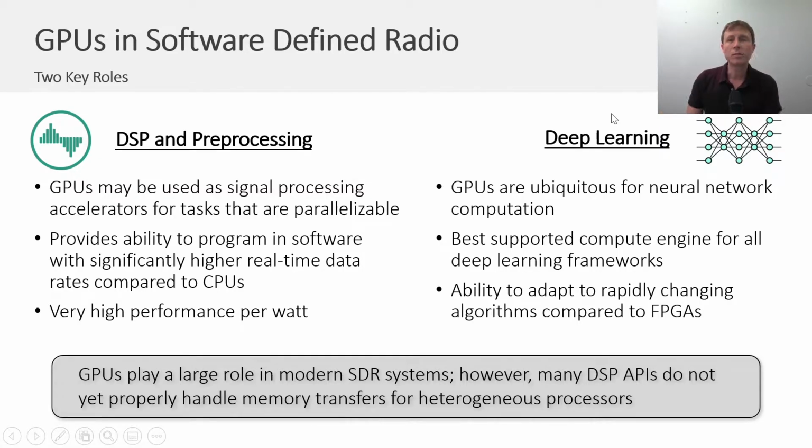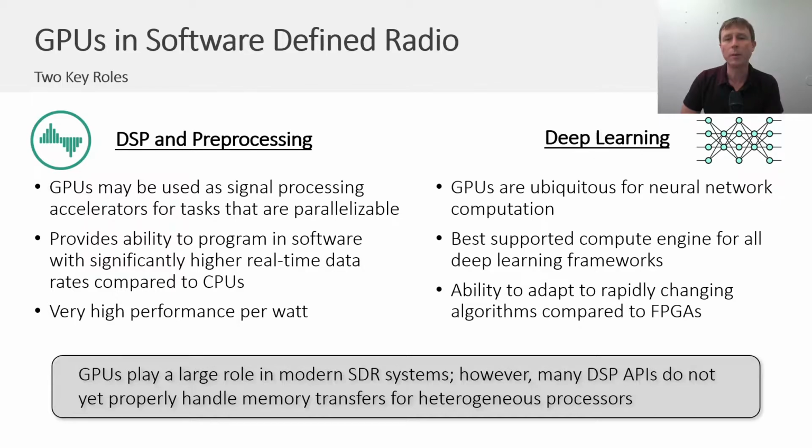So GPUs tend to be used for two key roles in terms of processors for software-defined radios. You can kind of lump them into two buckets. One is DSP and pre-processing, so we're kind of putting those two together, and then deep learning applications. In terms of DSP and pre-processing, they're primarily used as accelerators to execute highly parallelizable DSP tasks. So things like FFTs, stuff like that.